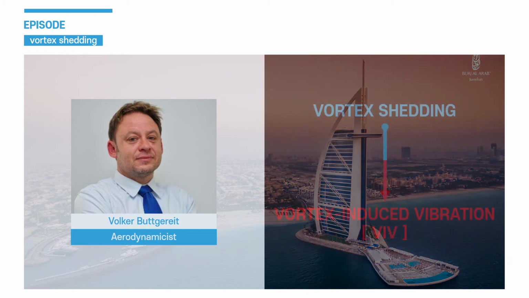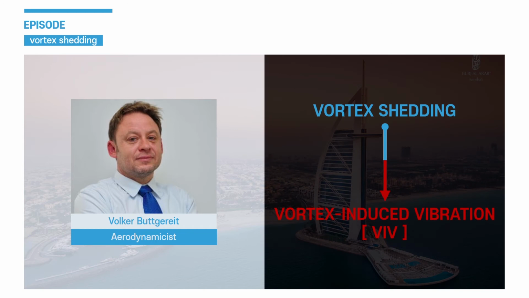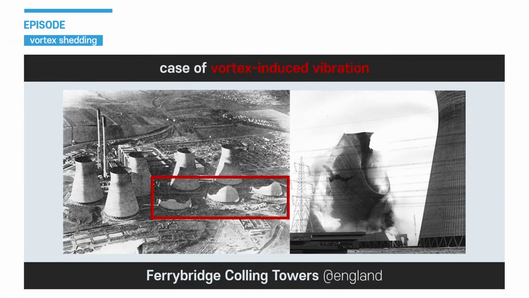The problem was suggested by aerodynamicist Volker Buttgereit. Burj Al Arab was being built in an unusual location with an unusual exterior, different from a typical square-shaped building. For this reason, there was a risk of vortex-induced vibration. Vortex vibrations are a problem that should always be considered in windy areas.